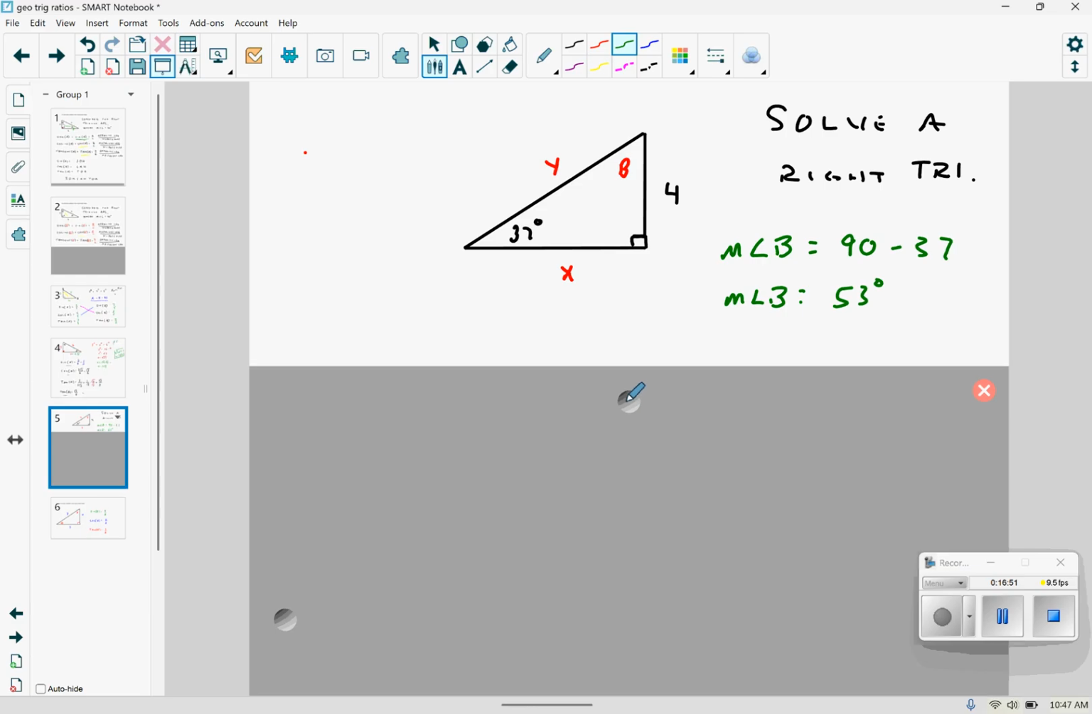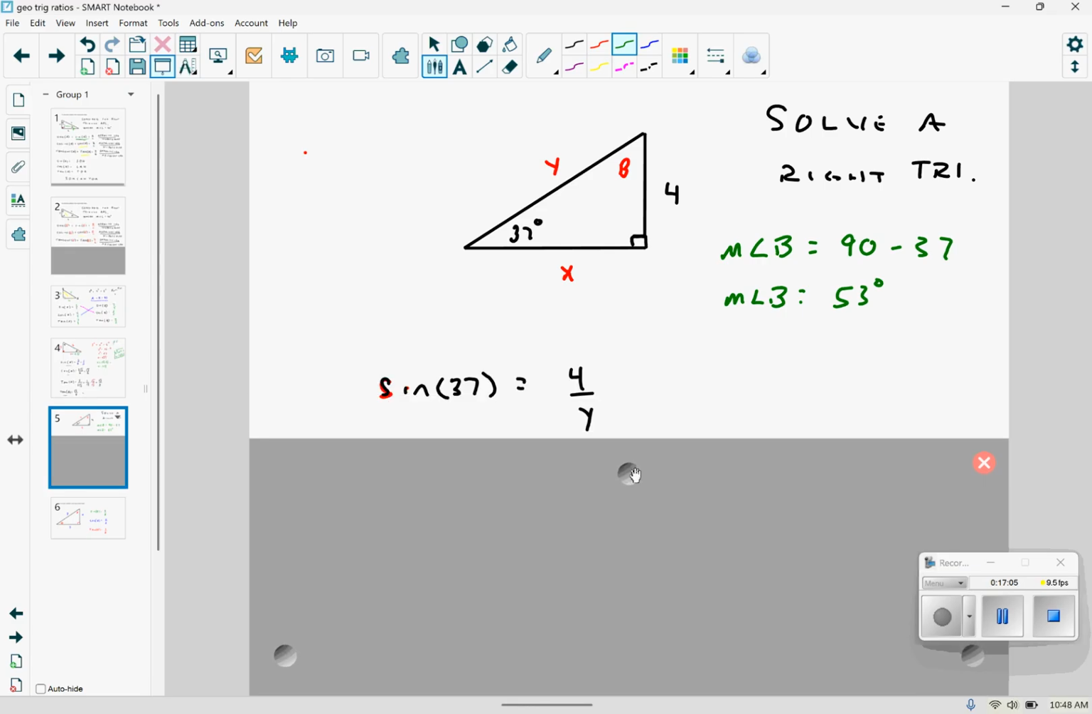We're going to use trigonometric ratios to find the measure of the length of x and y. So which one did I come up with? Oh, here you go. The sine of 37 is going to be the opposite leg, opposite to 37, divided by the hypotenuse. And we're given that this leg is 4. So the sine of 37 is going to be 4 divided by y. And I want to find y.